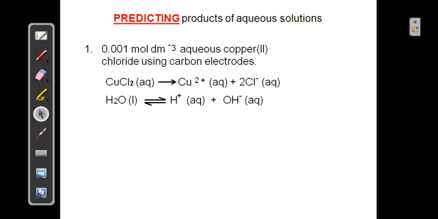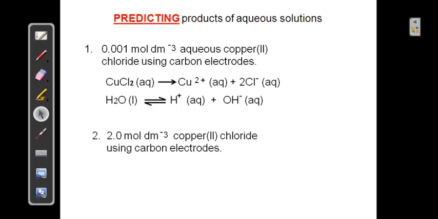And these are the ions. H2O will also ionize and release hydrogen ions and hydroxide ions. So these are the four ions being produced from this copper 2 chloride solution. So how are you going to predict the product of this ionization or electrolysis of this solution?